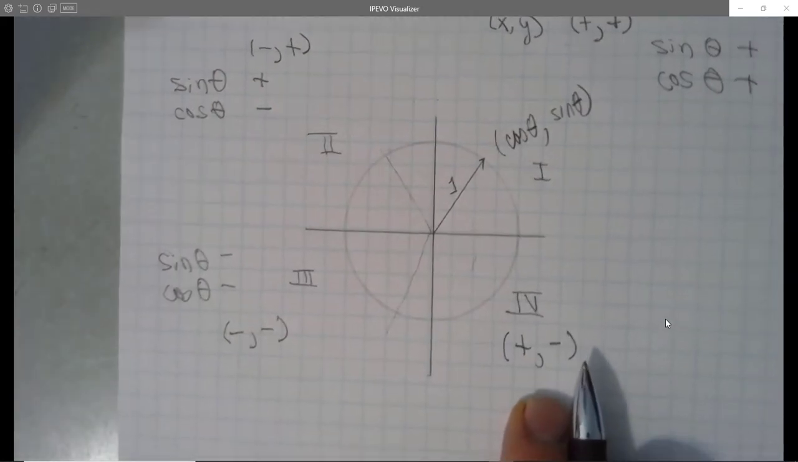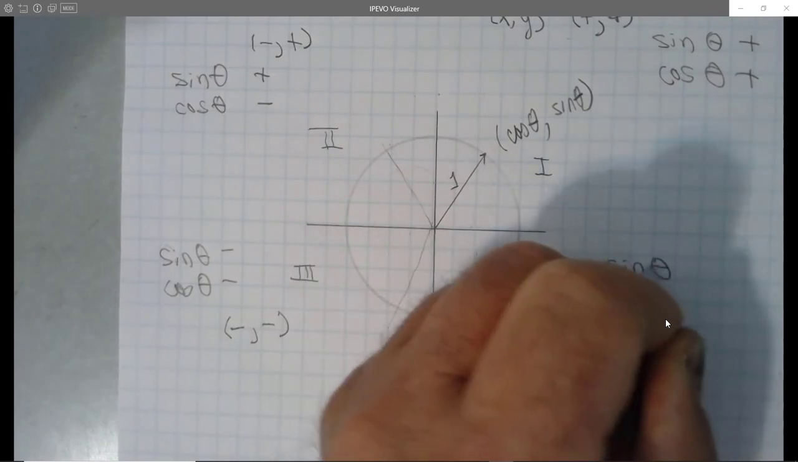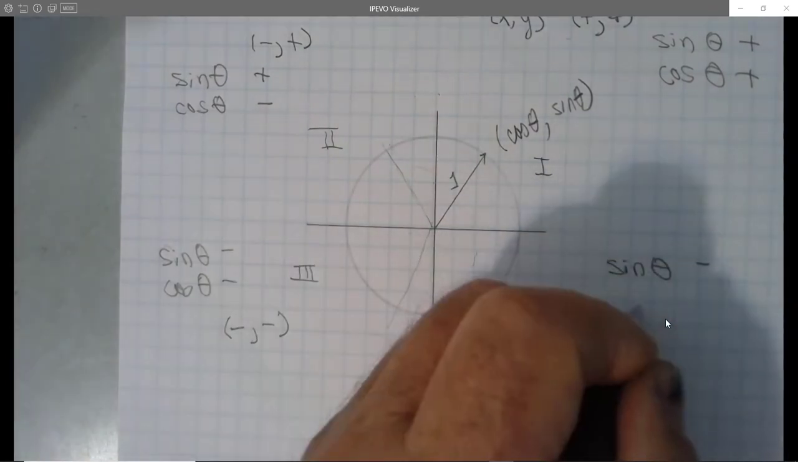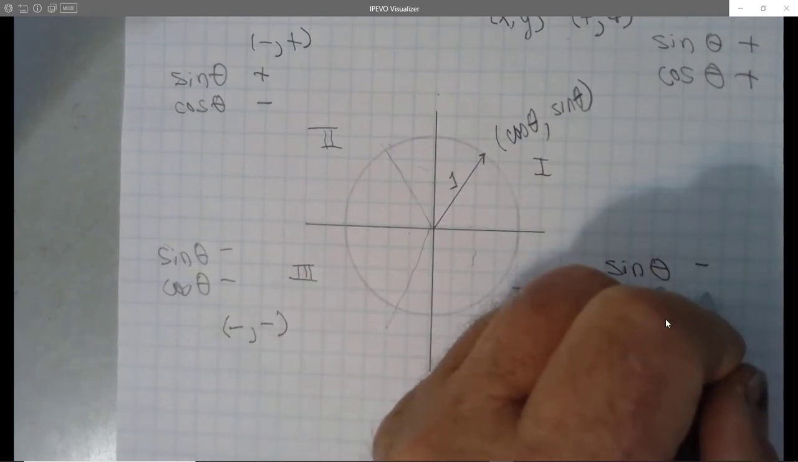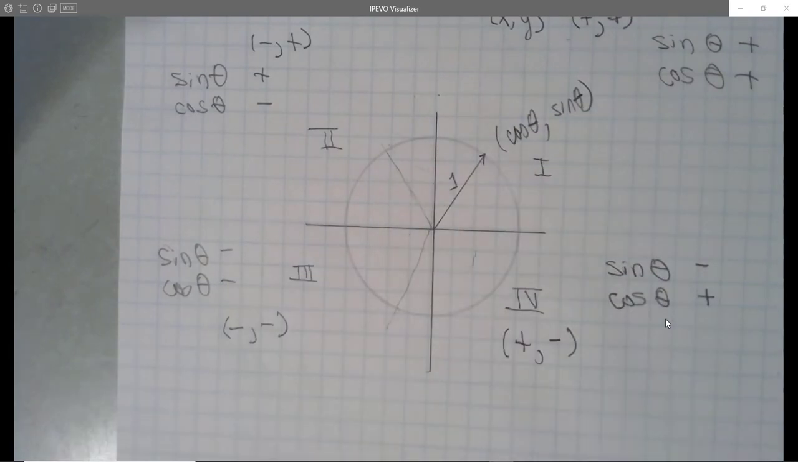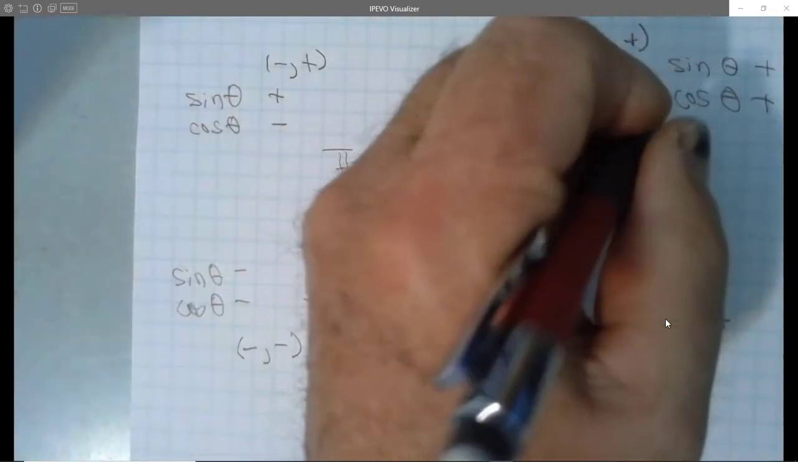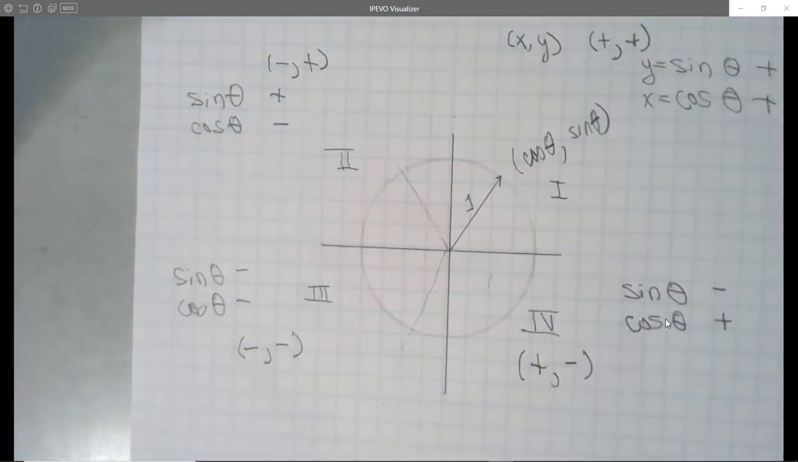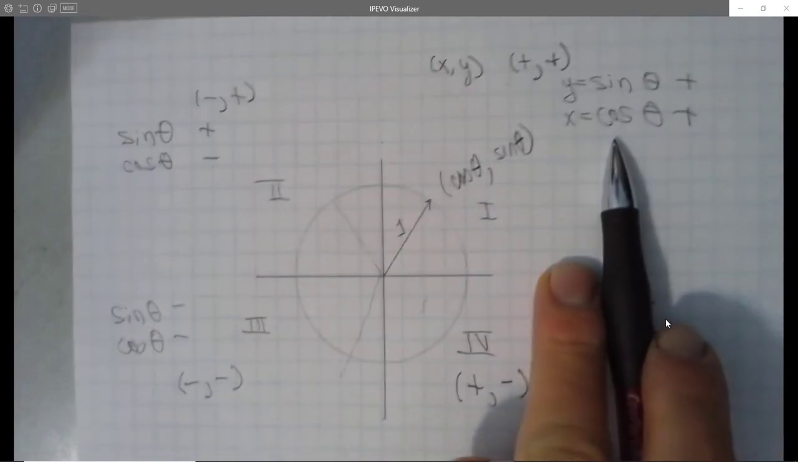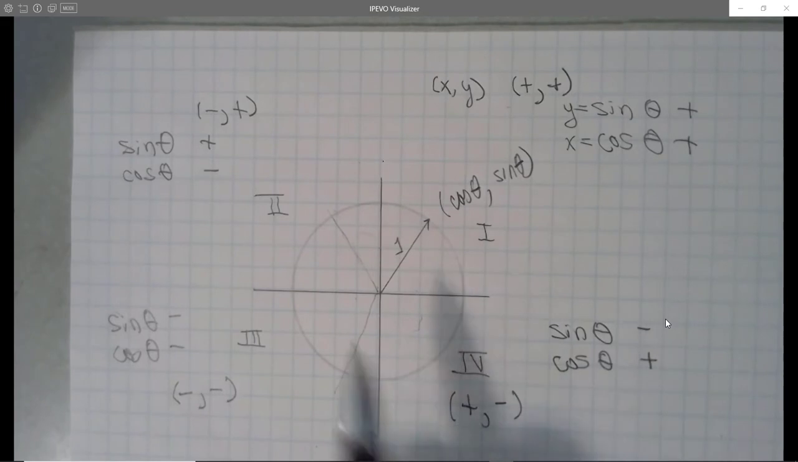And finally, over here in the fourth quadrant, we have the sine theta, that's y-coordinate, is negative, and cosine theta, the x-coordinate, is positive. Now, notice I'm just remembering that this is the x-coordinate, and sine of theta is the y-coordinate on the unit circle. So I don't really have to memorize this picture. I'm able to produce it whenever I need it, and I can do it very, very quickly.